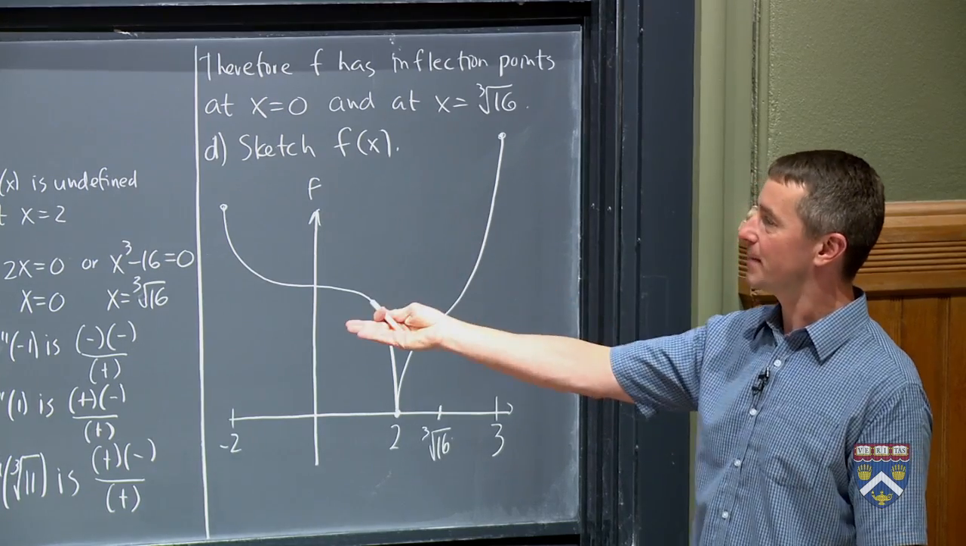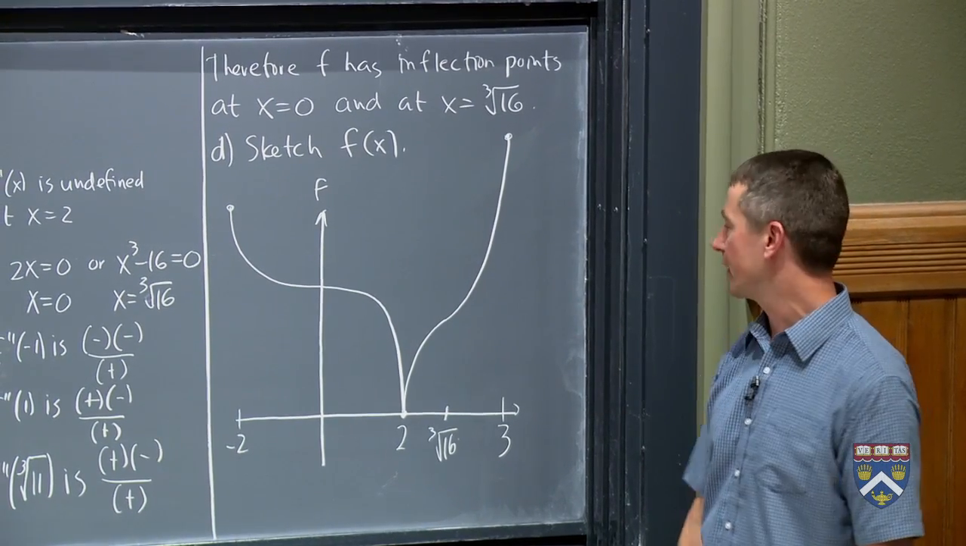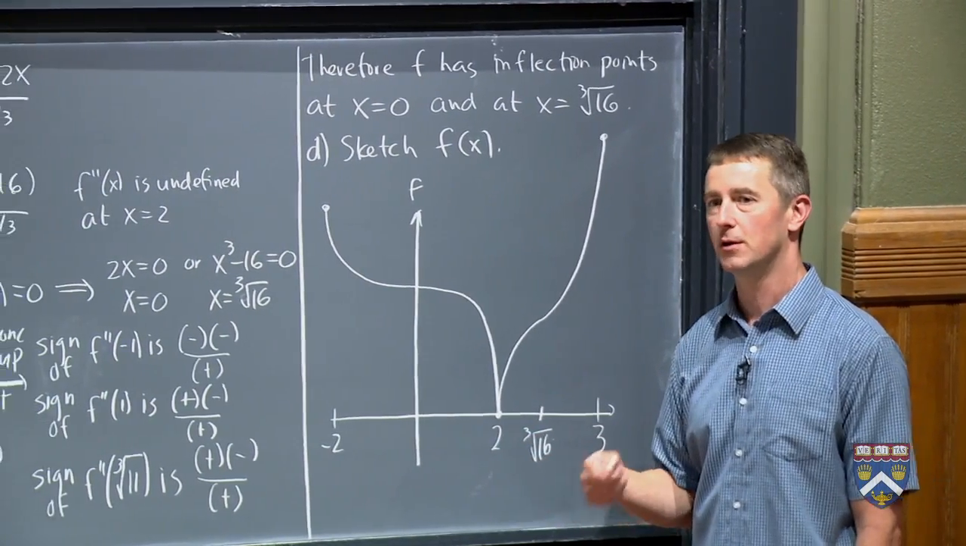But it really took all of this math, the second derivative, the concavity, to figure out why it was that f prime of 2 was not defined.